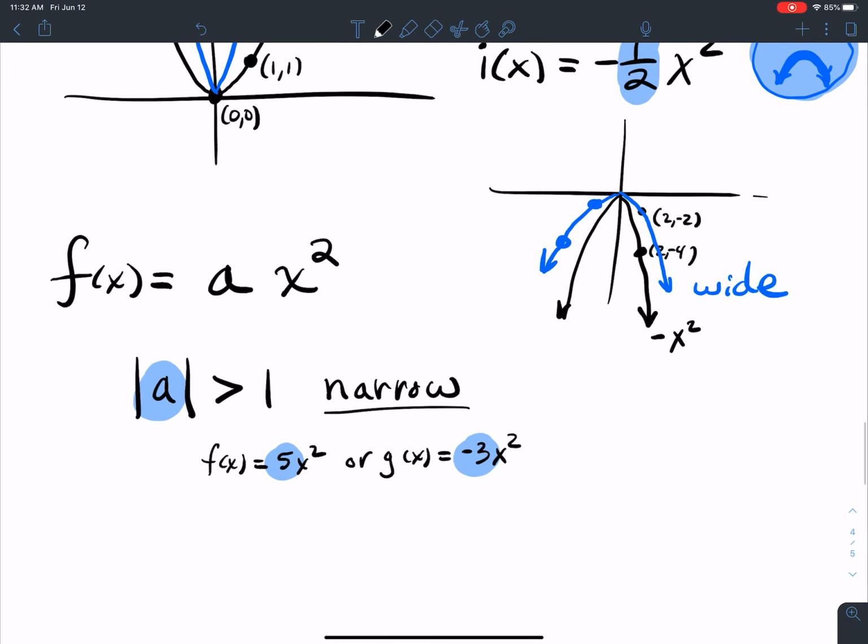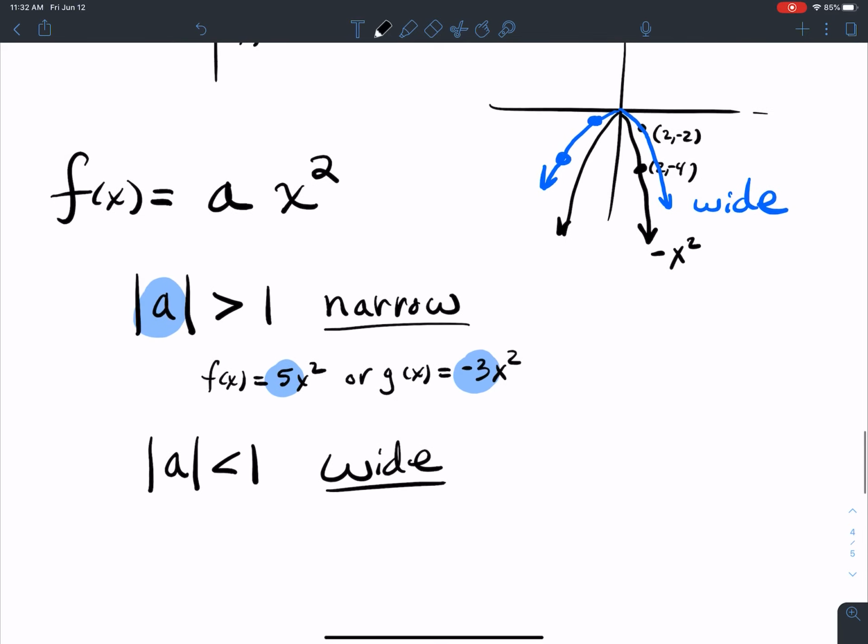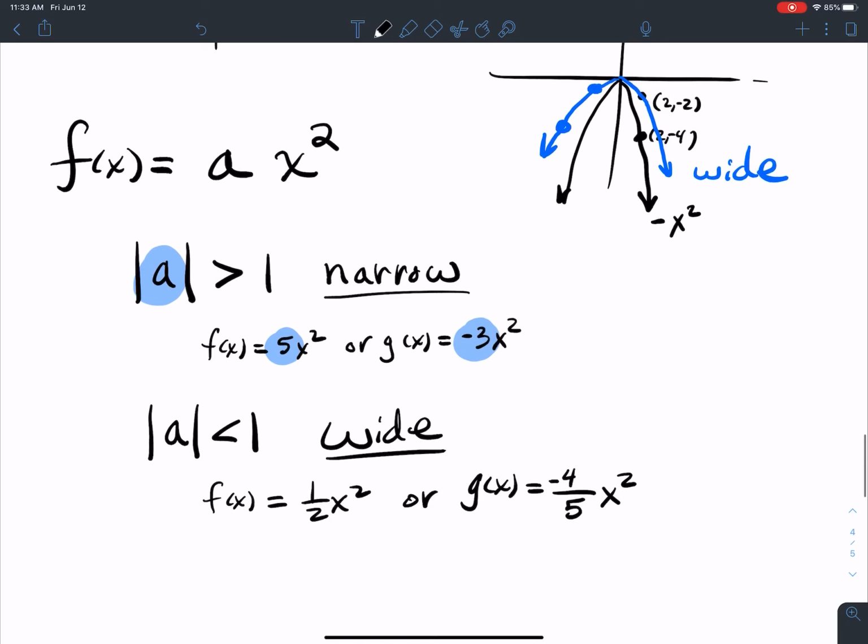Now the other scenario is if the absolute value of a is less than 1. If it's less than 1, then we're wide. And examples of that would be like f of x equals 1/2 x squared, okay? That would be wide. Or g of x equals negative 4/5 x squared, okay? These would be examples where the absolute value of a is less than 1.